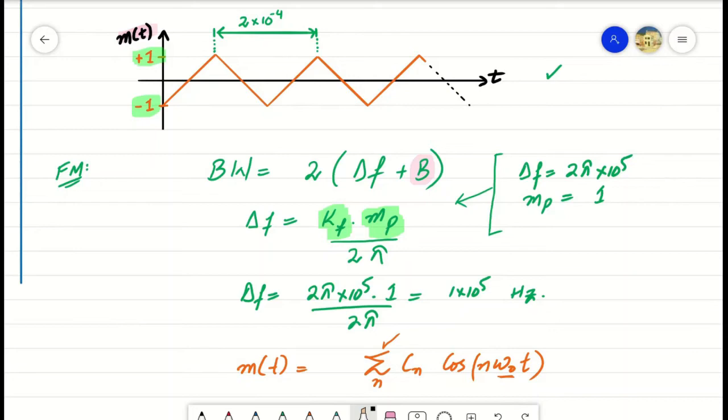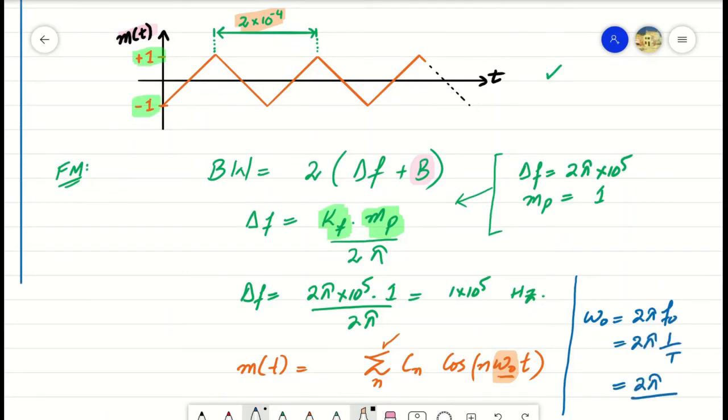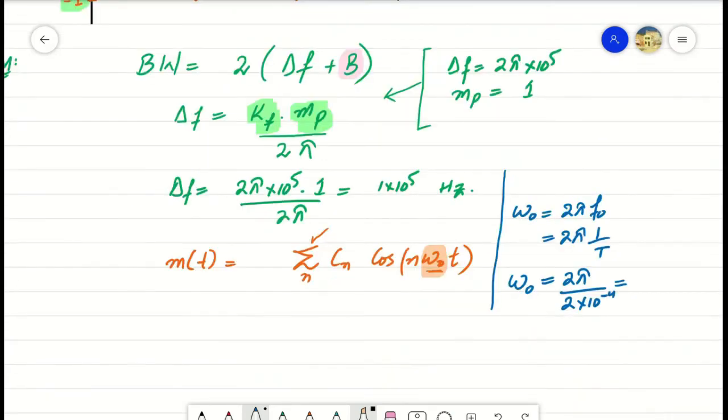As the time period of this triangular wave is given as 2 into 10 raised to the power minus 4 seconds, from this we can compute the fundamental frequency of this sinusoid, that is omega naught. That is, omega naught equals to 2 pi f naught, where f naught is equal to 1 over T, while T represents the time period of this signal, that is equal to 2 into 10 raised to the power minus 4 seconds, which can be expressed as 10 raised to the power 4 pi radians per second.